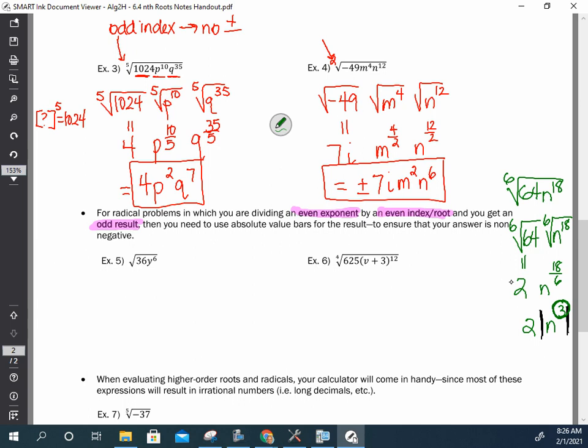And we're going to do a couple examples so that you're familiar with it. But any questions before we work examples 5 and 6? All right, so let's do 5 and 6.